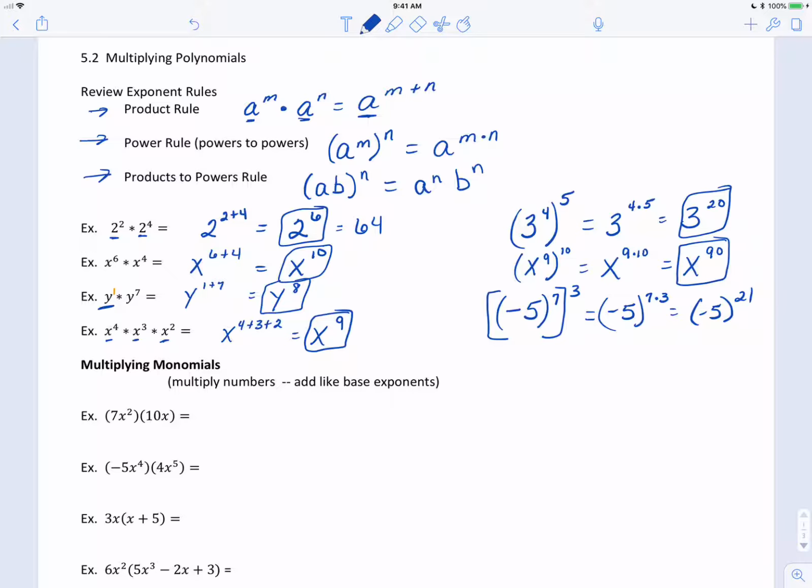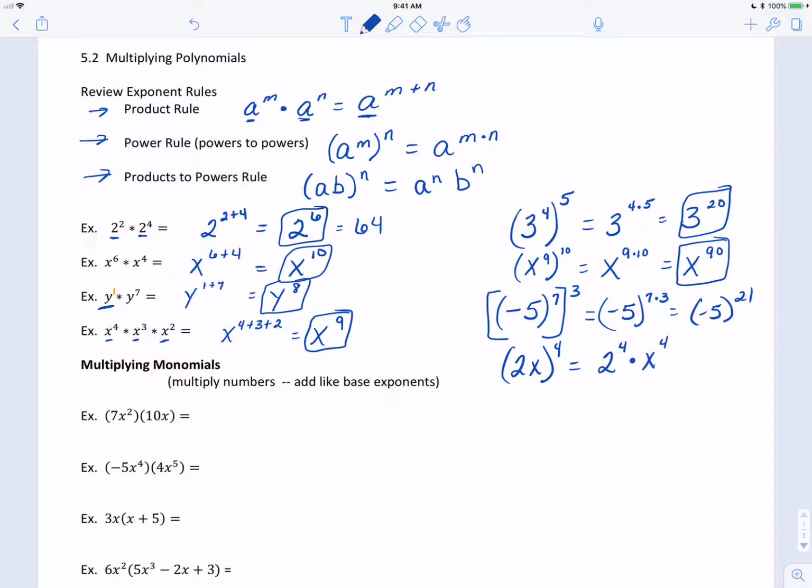And then the last one, 2x, let's just say we're taking that to the fourth power. That means everything inside those parentheses is brought to that fourth power. So 2 is brought to the fourth power, then x is brought to that fourth power.